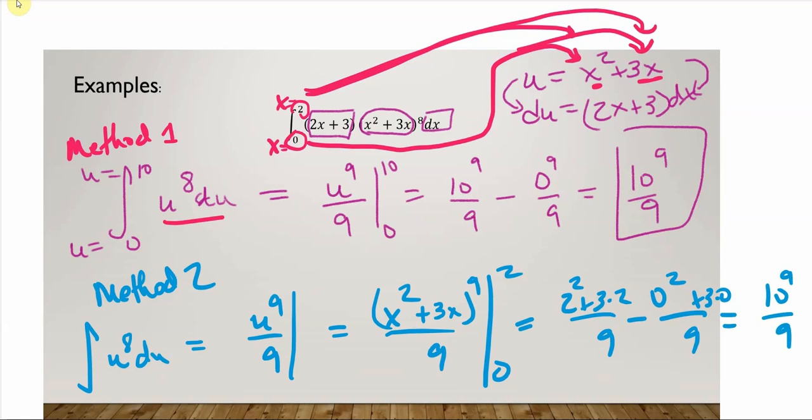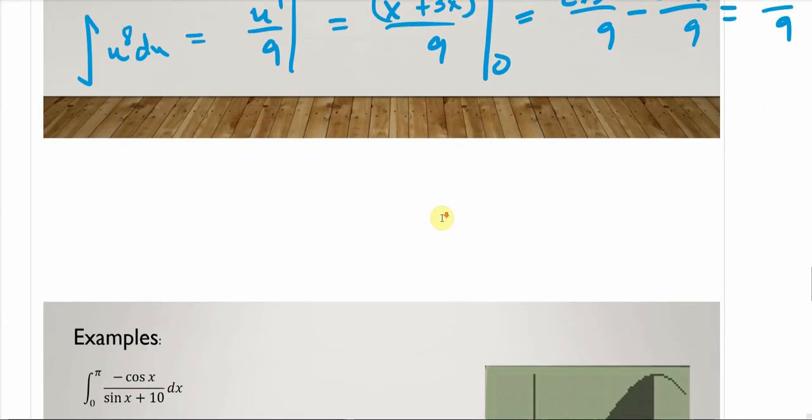So basically, you can do the substitution early and convert the bounds, and then just plug in those numbers, or you do the substitution here and then plug in the 2 and the 0. It doesn't matter if you substitute them at the end or at the beginning, you're still going to end up with the same results. But I like using method number 2.